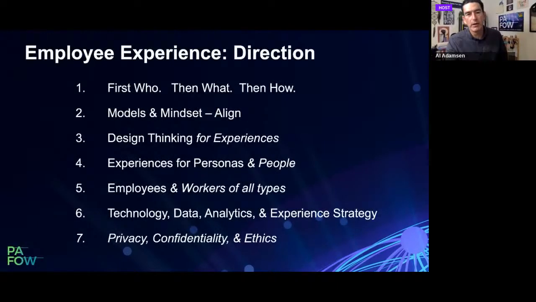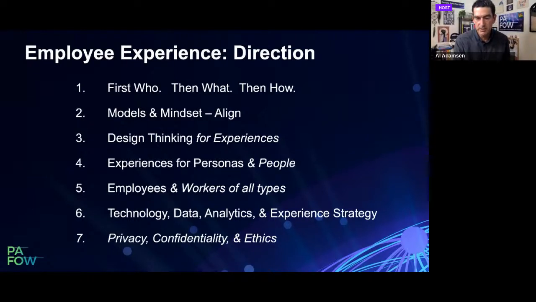So finally, where are we heading? And I'm going to be really quick about this, and we'll take a break, and we'll come back with the second segment. First who, then what, then how. I mentioned that at the outset. Models and mindset, we need to be aligned. This can be a very esoteric concept, and we're going to talk about one from Red Thread Research. I know Josh Bersin is working on one. These need to be comprehensive, and they can be really complicated and intimidating, which really is going to get to that point where we need really good governance.